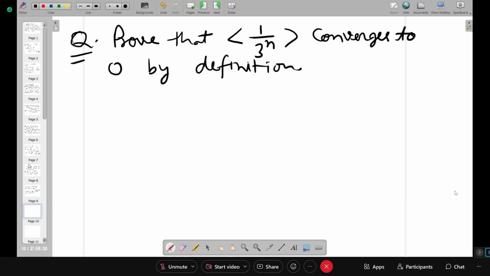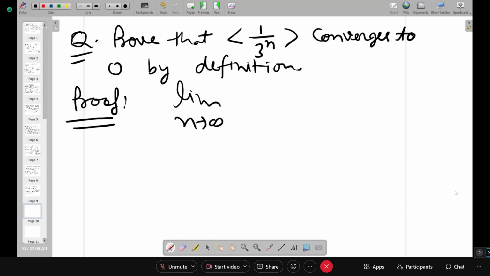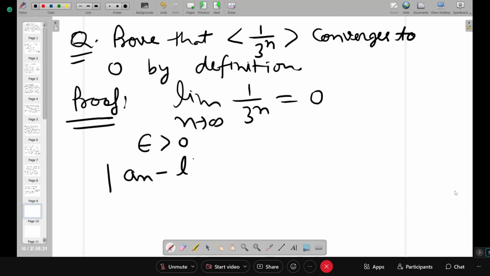Okay. So here your task is to find out the value of m. This converges to 0, which means the limit of this sequence is 0. Now, for epsilon greater than 0, what can you write? |an minus L| less than epsilon, for n greater than m.